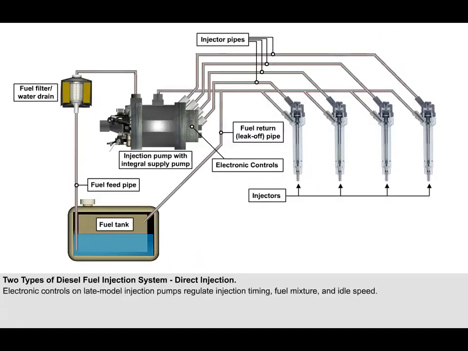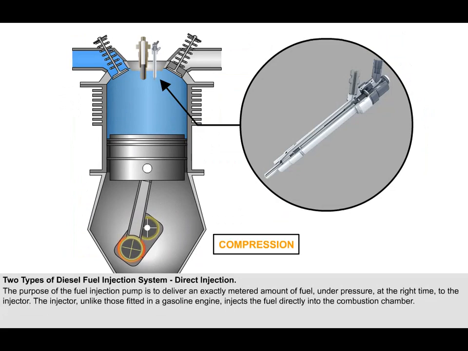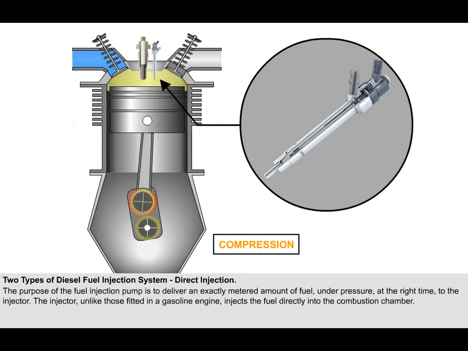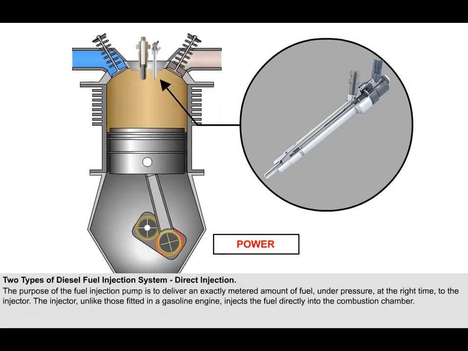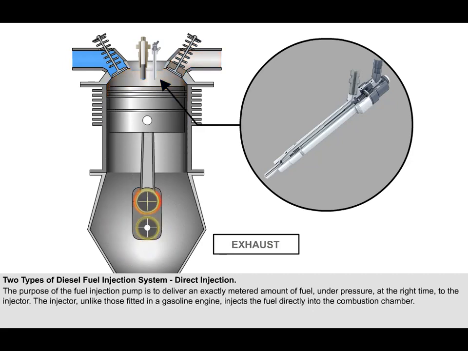Electronic controls on late model injection pumps regulate injection timing, fuel mixture, and idle speed. The purpose of the fuel injection pump is to deliver an exactly metered amount of fuel under high pressure at the right time to the injector. The injector, unlike those fitted in a gasoline engine which inject the fuel into the intake manifold just before the inlet valve, injects the fuel directly into the combustion chamber, or in some cases a pre-chamber, which is connected to the cylinder.